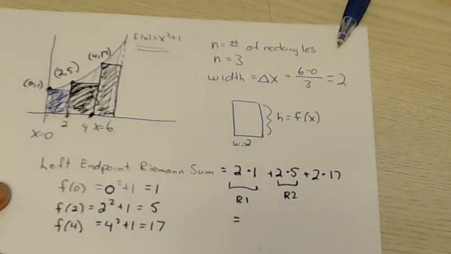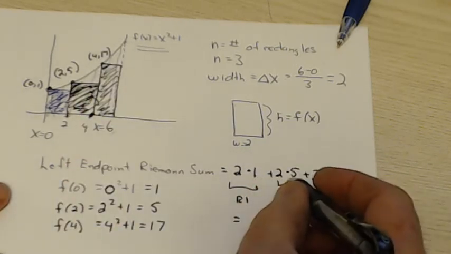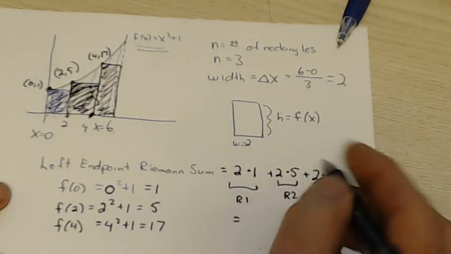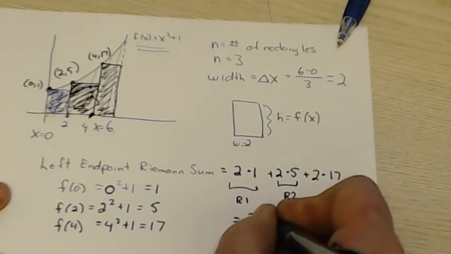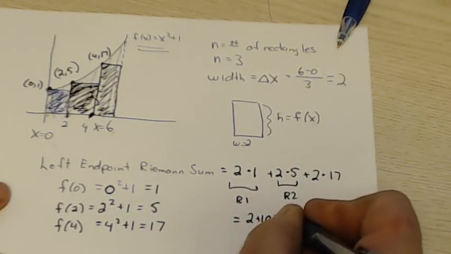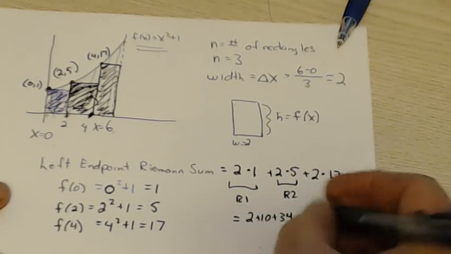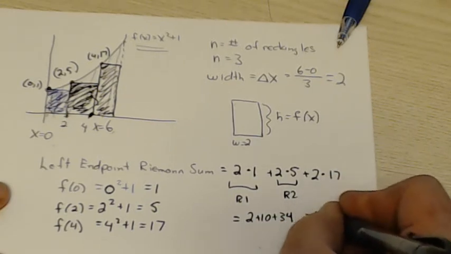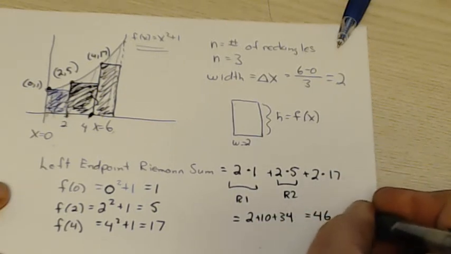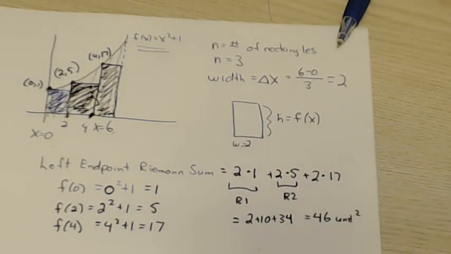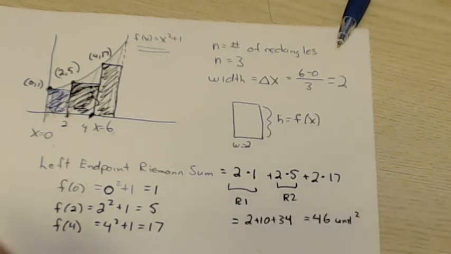of the area under the curve, is 2 plus 10 plus 34, and that looks like it must be 46 square units. Okay, now if we're just calling it a Riemann sum, we'll leave the units off, but in this case we're talking area, so we can leave it on.